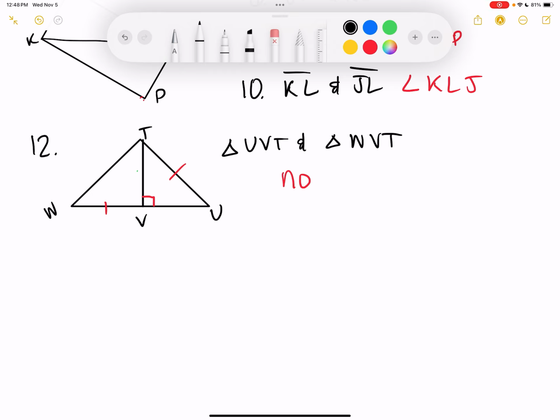All right, 14. This kind of reminds me of the Star Trek symbol. It's not, but it kind of looks like it.